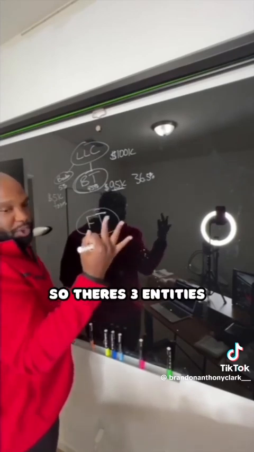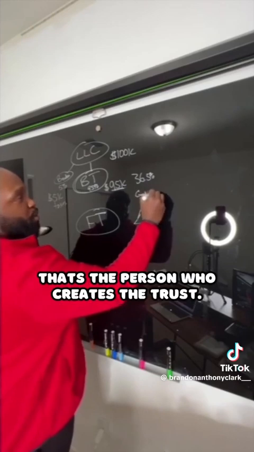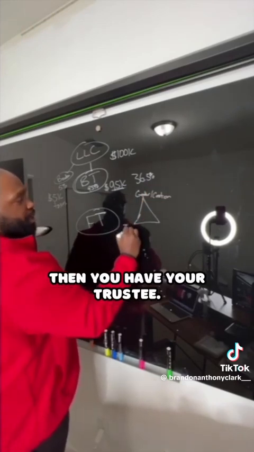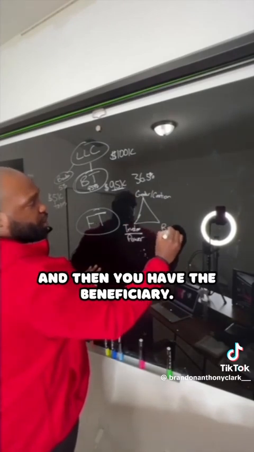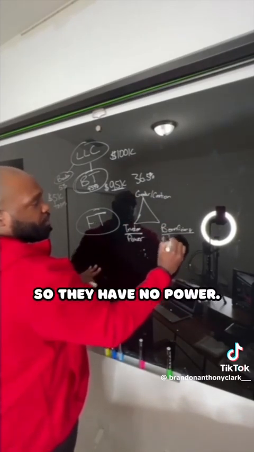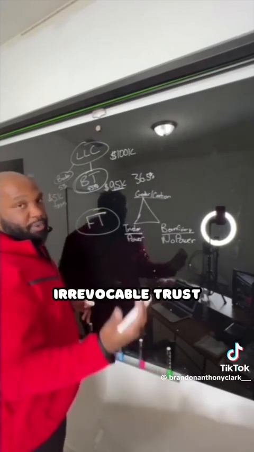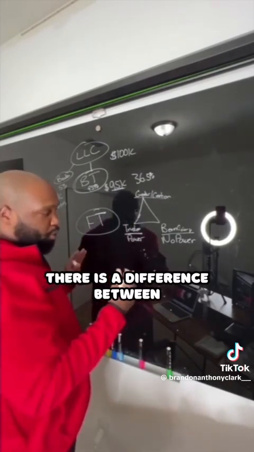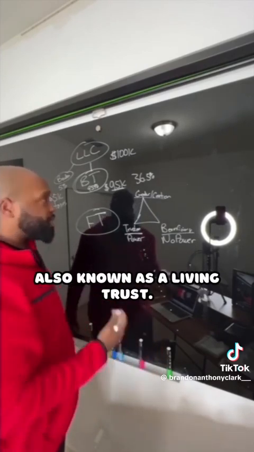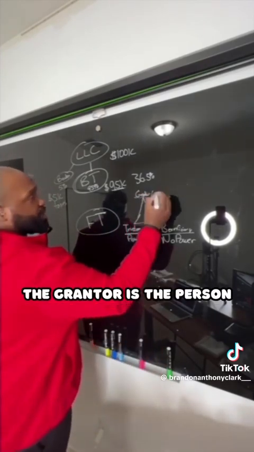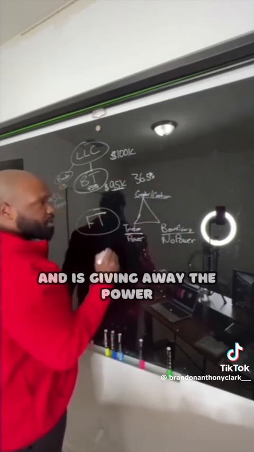So there's 3 entities to a trust, right? You have the grantor or the creator. That's the person who creates the trust. Then you have your trustee. This is the person who has all the power. And then you have the beneficiary. So they have no power. So the grantor or the creator, if we're talking about an irrevocable trust, there's a difference between an irrevocable trust and a revocable trust, or also known as a living trust. The grantor is the person who has the power and is giving away the power to the trustee.